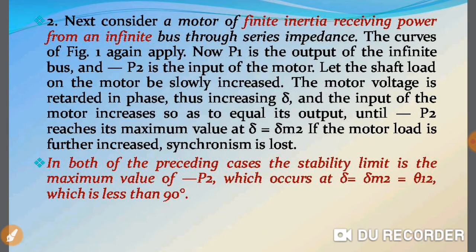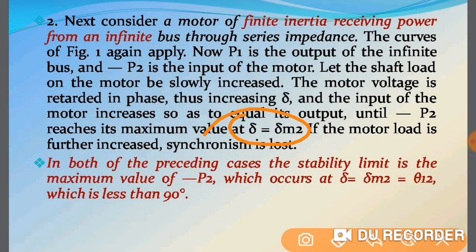Why is this happening? Because when your motor is demanding some power, it will obviously extract that power from the machine which is giving power to it. So it is very necessary that as the motor is increasing its power, it should be equal to the output, and this will lead to increasing of del until P2 reaches its maximum value, and the maximum value is going to occur when again del is equal to del M2.